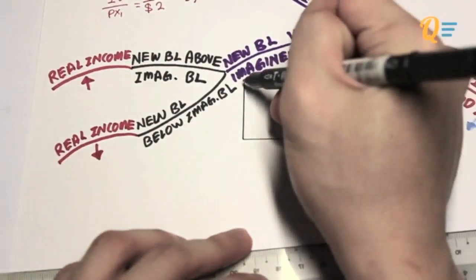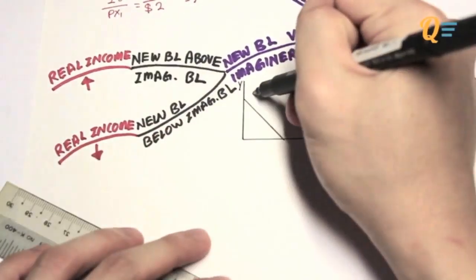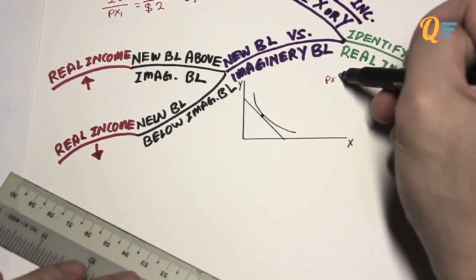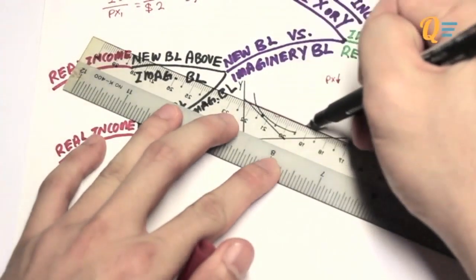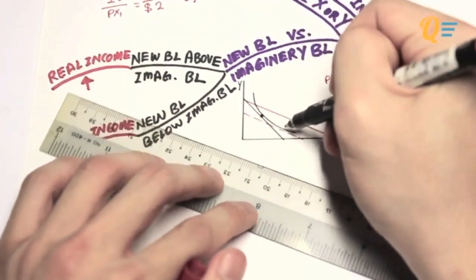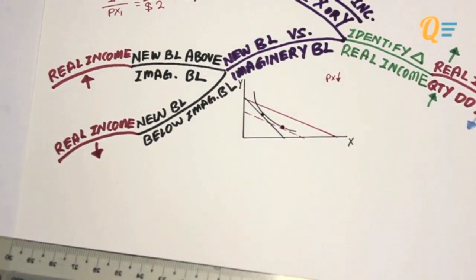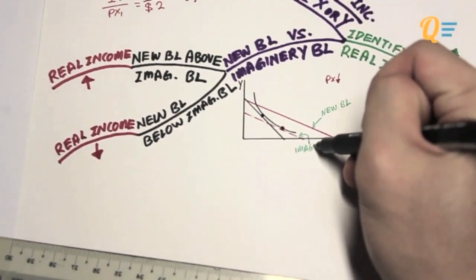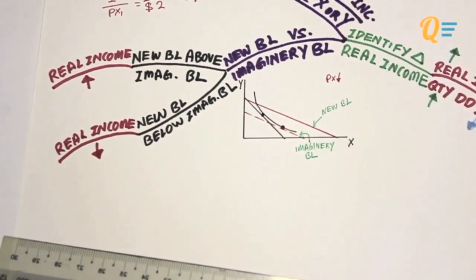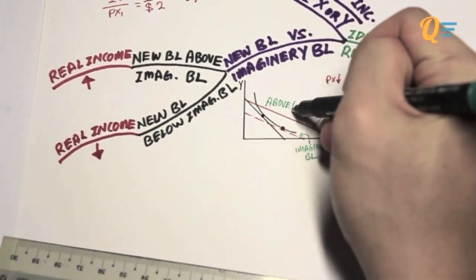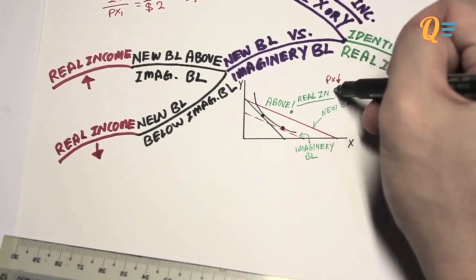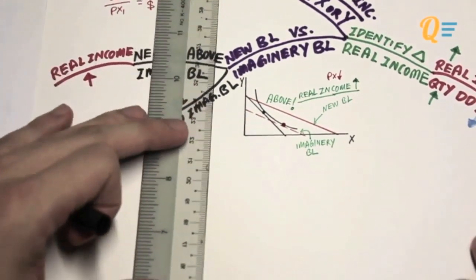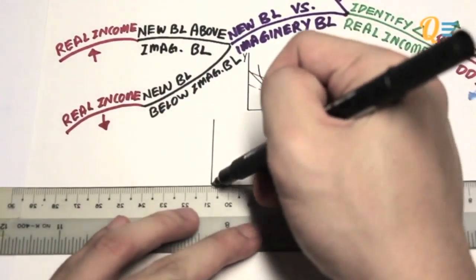I'm just going to quickly set out my initial equilibrium first. And for now, I'm going to ignore the notations so that my graph does not look so cluttered. Imagine that the price of X has decreased. This red line over here is my new budget line, and this dotted line is my imaginary budget line. As you can see, it's very clear that the new budget line is above the imaginary budget line, therefore my real income has increased. This is what I meant by comparing the new budget line and the imaginary budget line.